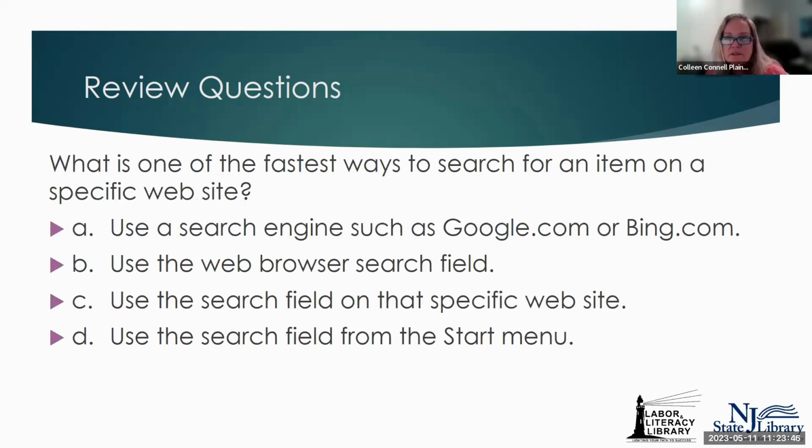Sarah, do you want to read this question? Sure. What is one of the fastest ways to search for an item on a specific website? A, use a search engine such as google.com or bing.com. B, use the web browser search field. C, use the search field on that specific website. Or D, use the search field from the start menu.